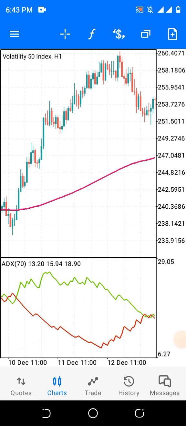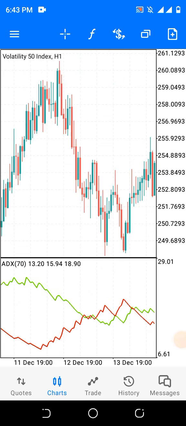Now, what you need is two indicators: the ADX indicator and the moving average. Do you understand? So what I need from you is to pay attention, understand how the indicators are set and how to make use of them.